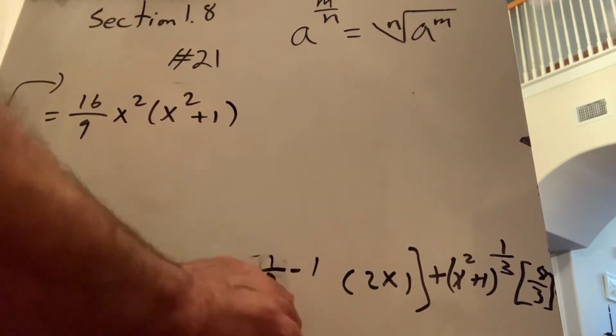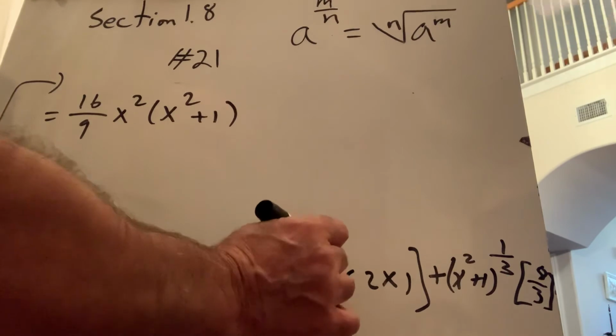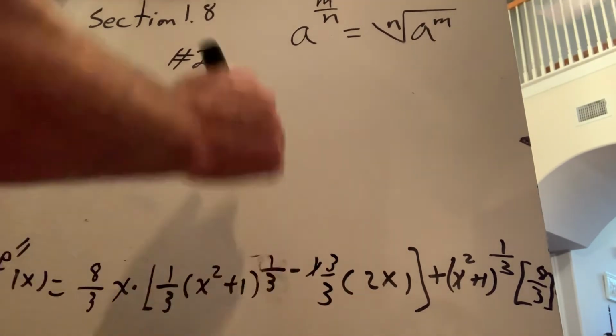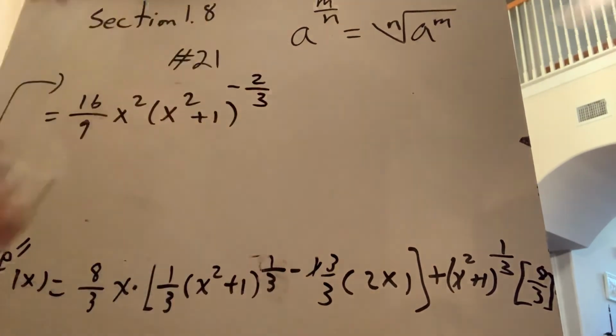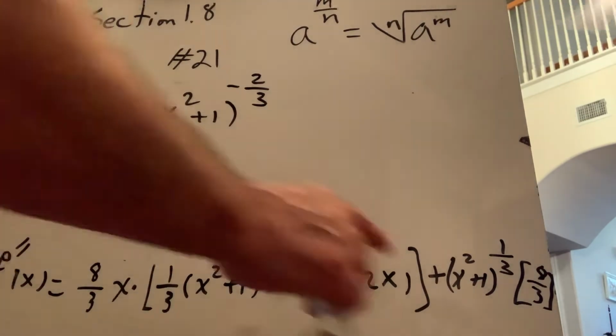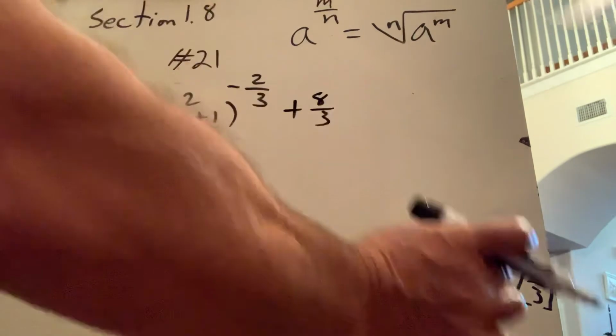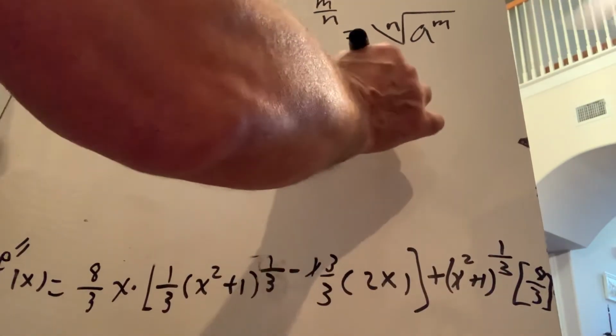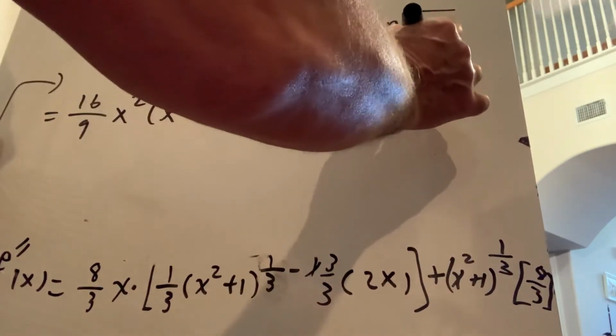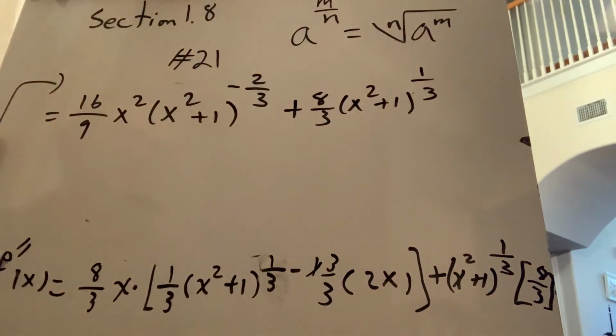But, of course, what is 1? You can write 1 again as 3/3. And 1/3 minus 3/3 becomes -2/3. And then plus 8/3, I'm going to put the number first, 8/3, and then of course times the function (x squared plus 1) to the 1/3. Okay, so this is pretty much the answer.